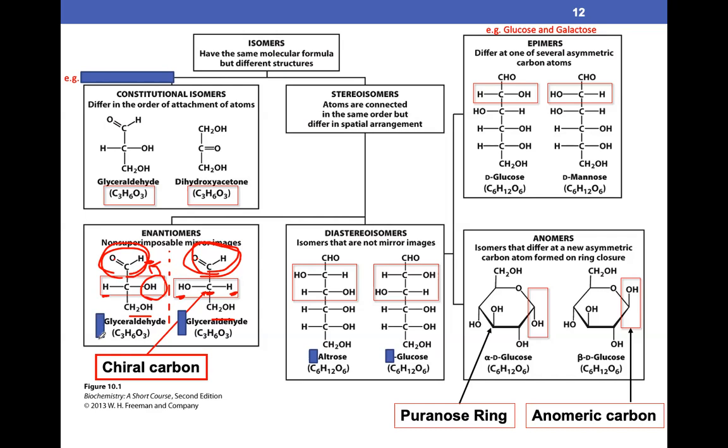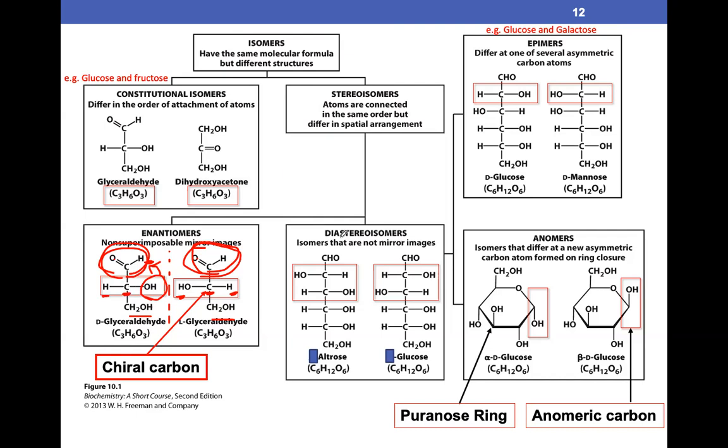It's D. It's D, yeah, that's right. And then what about the next one? L, yeah. Okay, that's it for enantiomers. Again, they're non-superimposable, aka they're not identical, and they have to be mirror images. Keep in mind, when I say mirror images, I'm talking about in respect to the chiral carbon, okay?